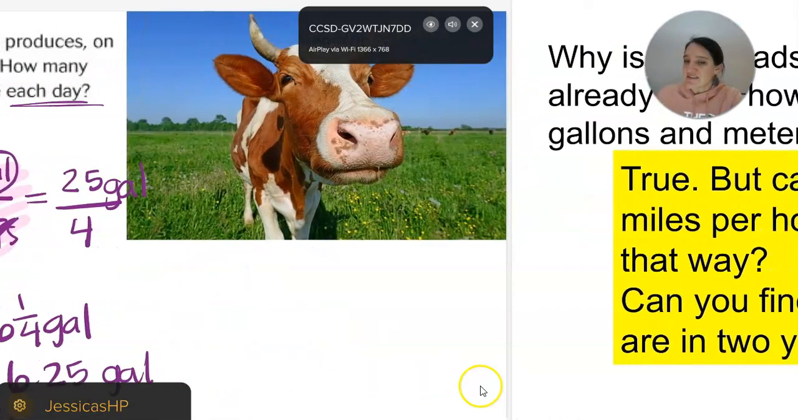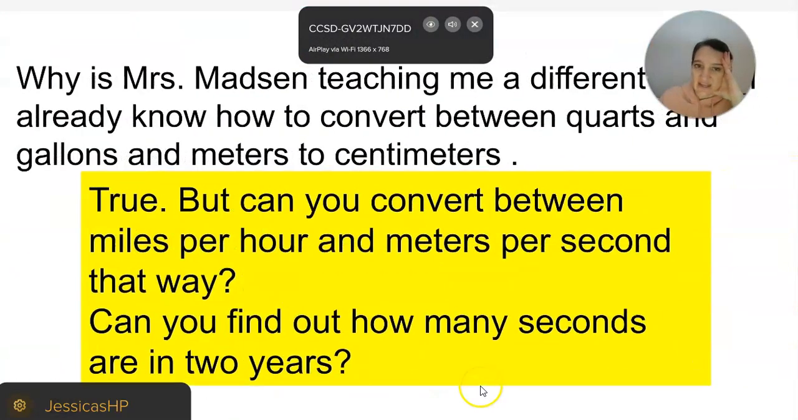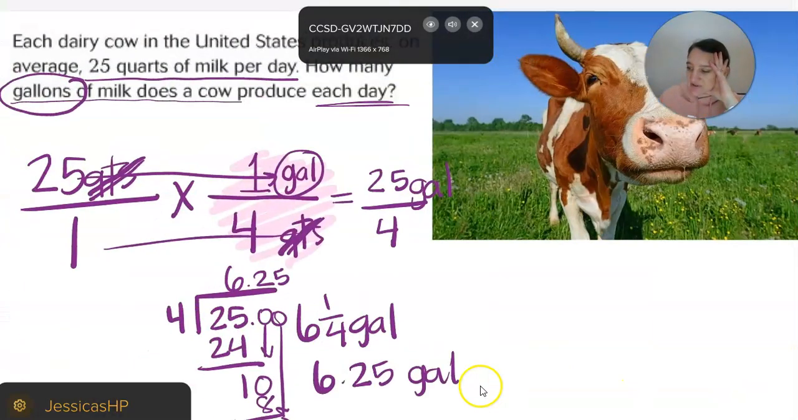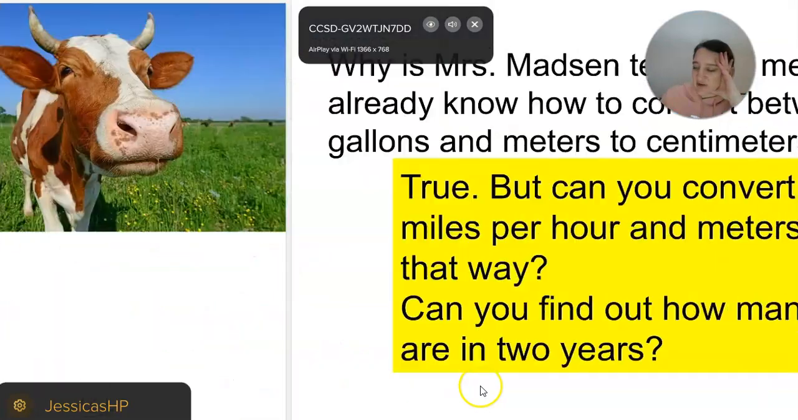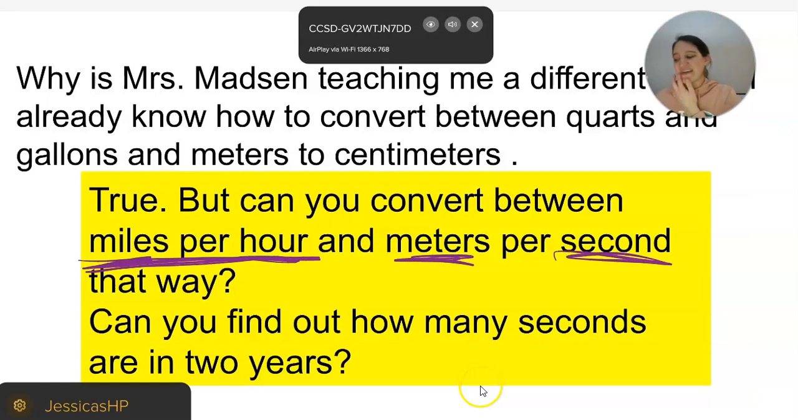Okay. So you're going to be like, Mrs. Manson, when I did this in 5th grade, it was way quicker and way easier. And you know what? Yes. When you're doing simple ones like this, it's probably easier the 5th grade way. But if you want to convert between miles and hours or meters per second, doing it the 5th grade way or the way you've learned in the past is not so easy.